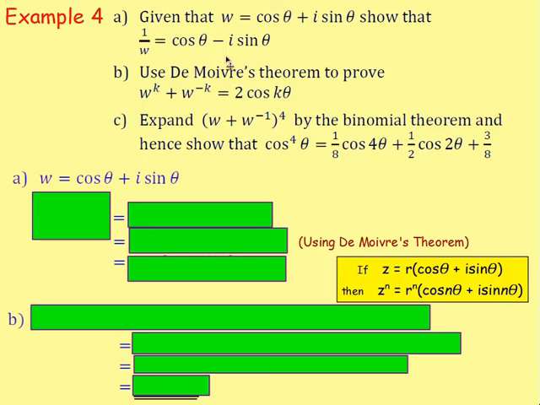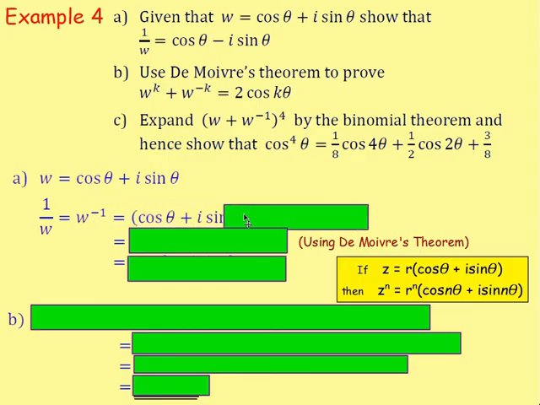So, to start with, we're given that w equals cos theta plus i sine theta, and we have to show that 1 over w equals cos theta, take away i sine theta. Well, we know that 1 over w, if we move the w to the top line, is just w to the power of negative 1. So we would have cos theta plus i sine theta to the power of negative 1.